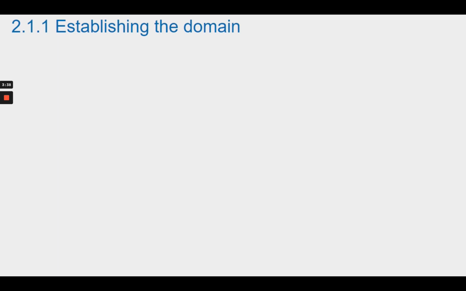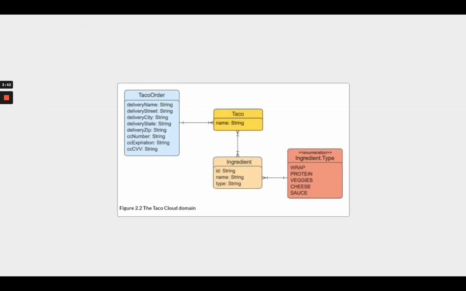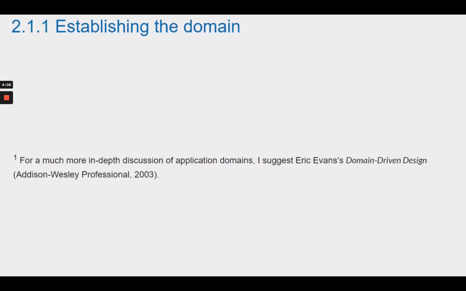Section 2.1.1. Establishing the domain. An application's domain is the subject area that it addresses, the ideas and concepts that influence the understanding of the application. In the Taco Cloud application, the domain includes such objects as taco designs, the ingredients that those designs are composed of, customers, and taco orders placed by the customers. Figure 2.2 shows these entities and how they are related.